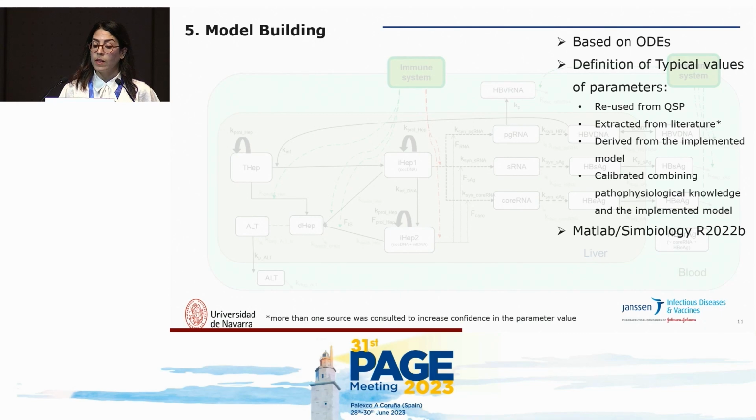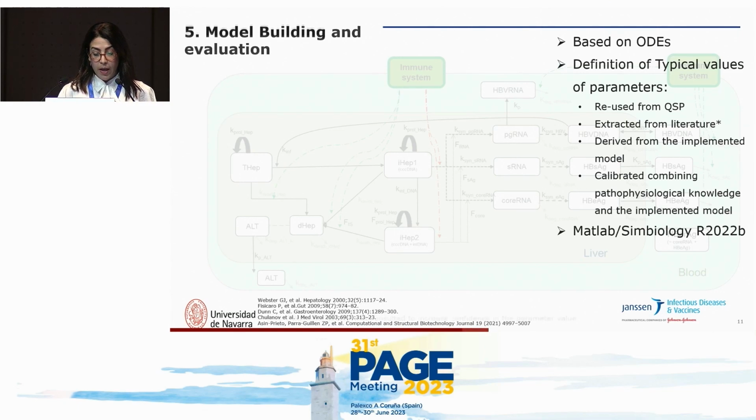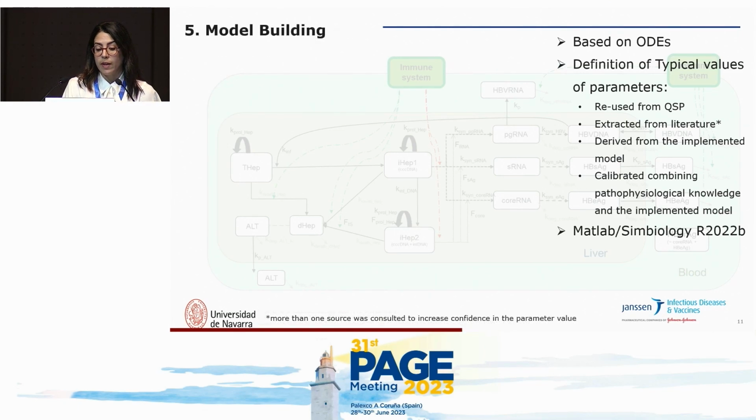So the model building was based on ordinary differential equations, and we defined typical values of parameters by reusing some of them from the previous QSP model. Some others were extracted from literature, and others were calibrated and derived using pathophysiological knowledge and the implemented model.